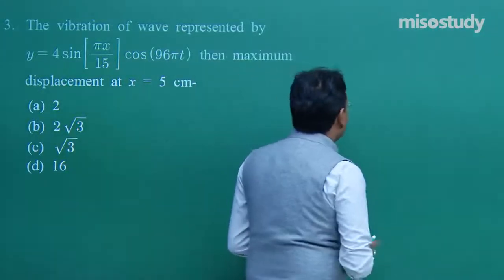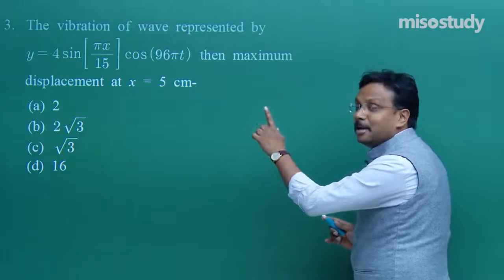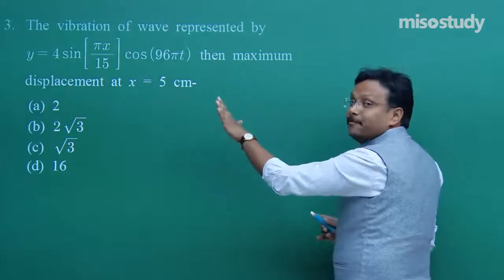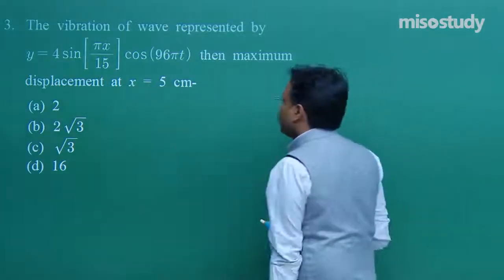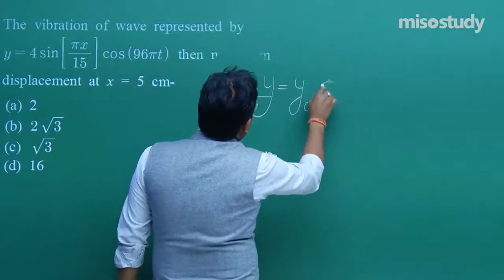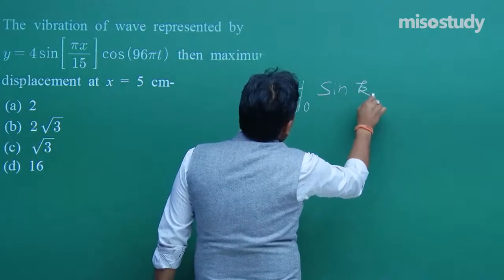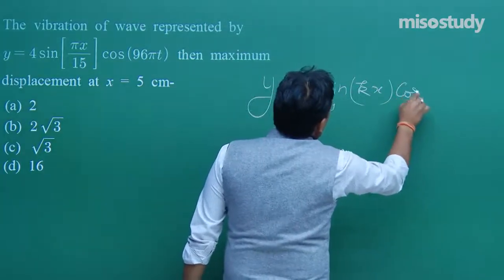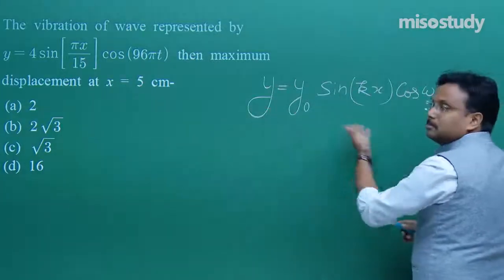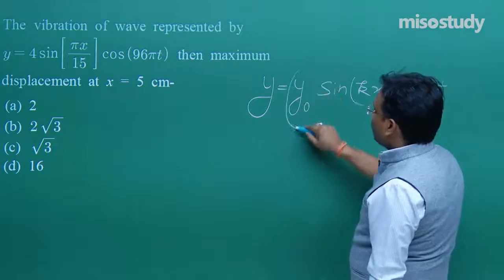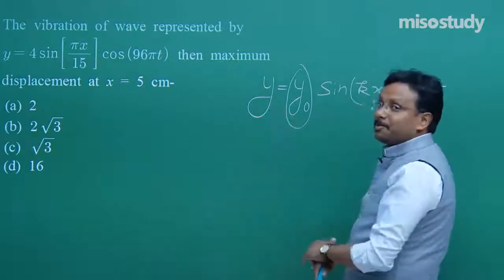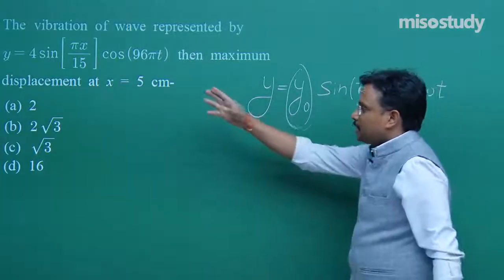Why did I initially mention that this equation is very important? Reason being, if you know the standard equation, this question is very simple, and if you have some confusion, it is going to be a difficult one. Okay. So let me mention it. Y is equal to y naught sin kx cos omega t. Compare this question with this equation. Similar? Okay. But you have to find out not this y naught, but you have to find out maximum displacement when x is equal to 5. Just take a look over here.